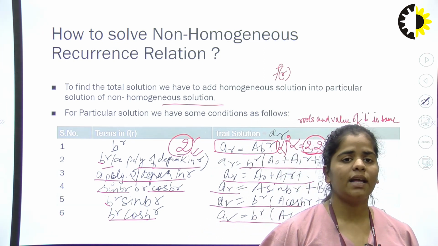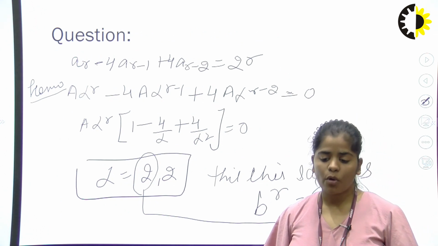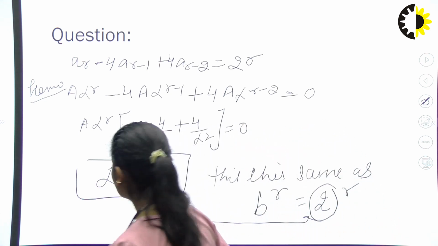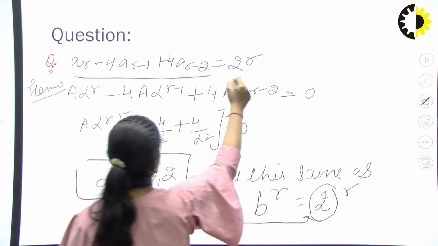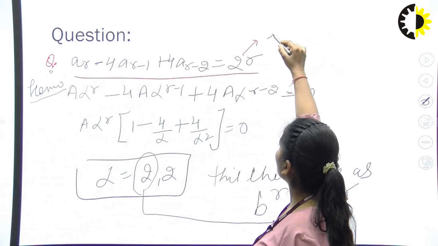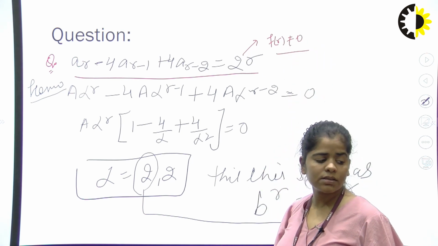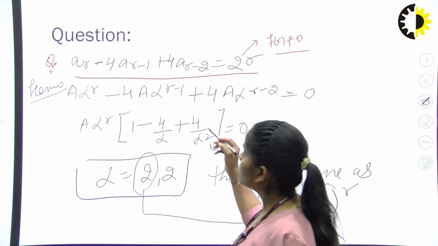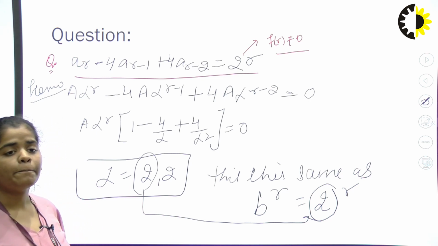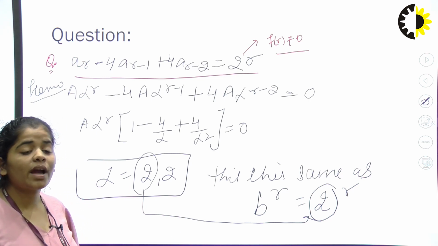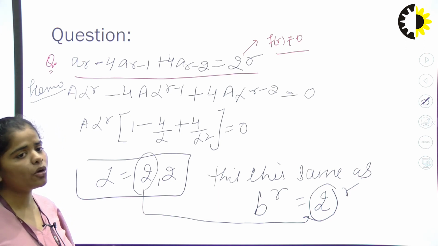Let us understand by taking an example. This is a common and very important example for understanding the non-homogeneous recurrence relation. First of all, you have to recognize that this is a non-homogeneous equation, as it is not equal to 0 basically. So this is a non-homogeneous recurrence relation, right? For a non-homogeneous recurrence relation, we have to find the homogeneous solution and also the particular solution. So first we have to find the homogeneous solution.